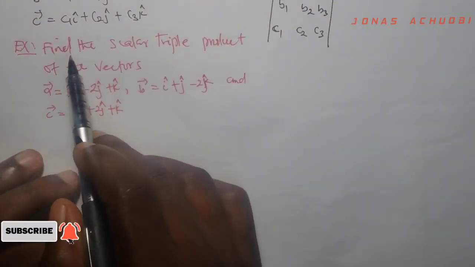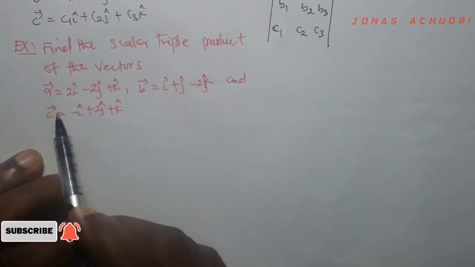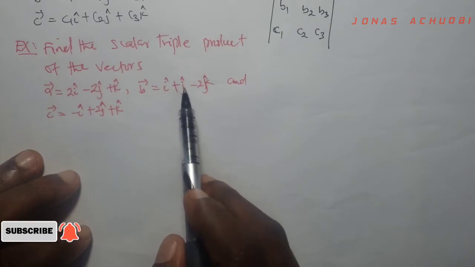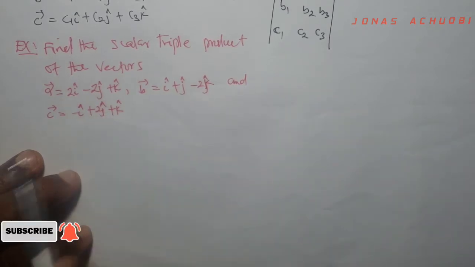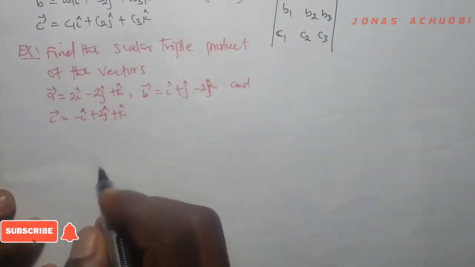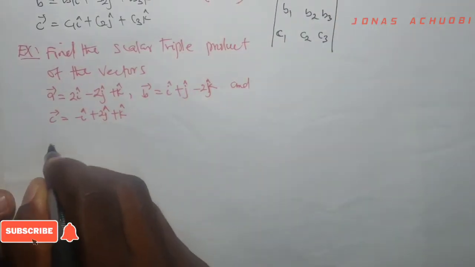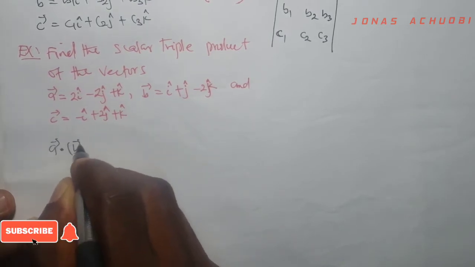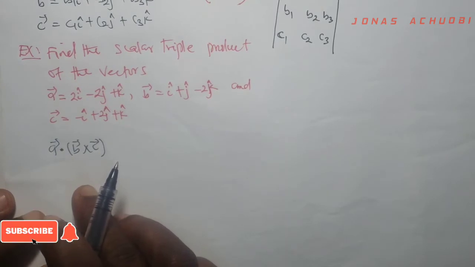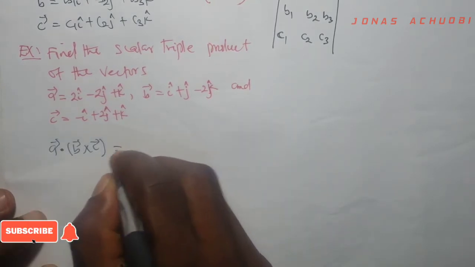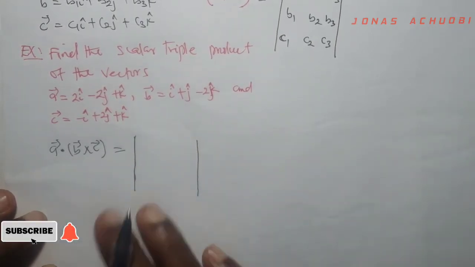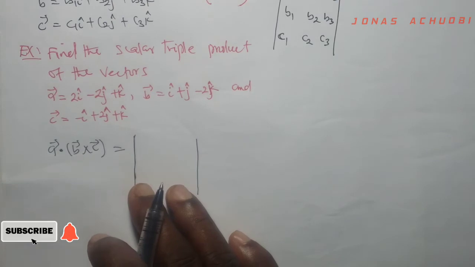Example: find the scalar triple product of the vectors A is 2i minus 2j plus k, vector B is i plus j minus 2k, and of course vector C is given as this. So very quickly, the scalar triple product A dot B cross C represents the scalar triple product, and is equal to the third order determinant whose entries are the components of the three vectors A, B, and C.